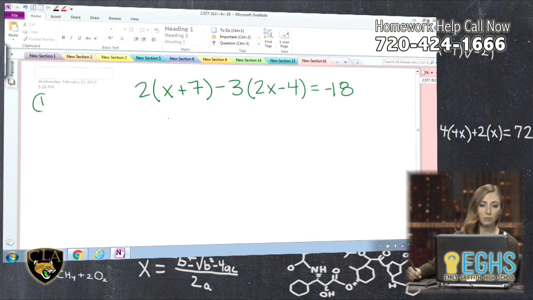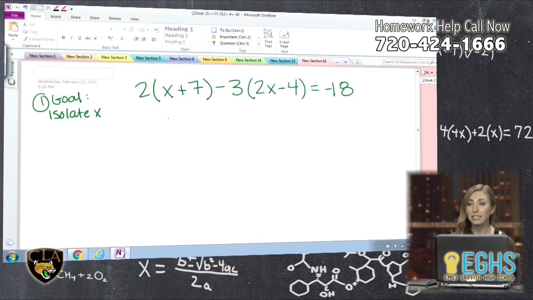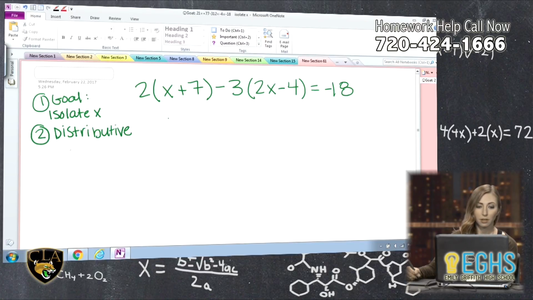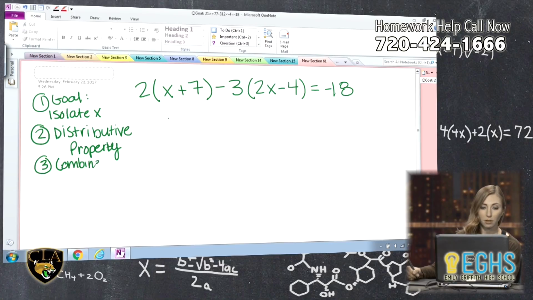The one thing that you want to remember, first off, is that your goal is to isolate x, or the variable. In this case, it's x. Isolate your variable, meaning get it by itself. A lot of times to do this, we need to simplify. So to simplify, we would apply the distributive property, and I'll show you what that is in just a second. And then combine like terms also helps us out.